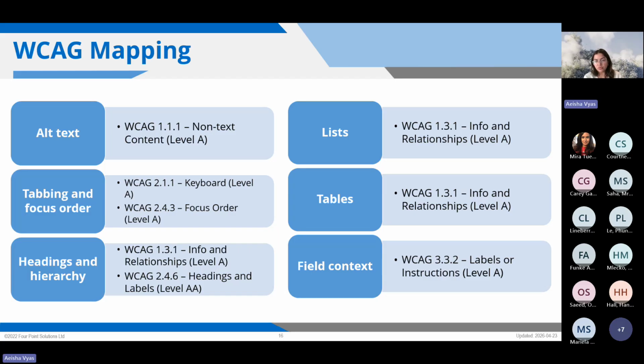And when we improved field context on fields that lacked enough information for non-visual users, such as the table in the second form, we were addressing WCAG 3.3.2, which focuses on clear labels and instructions so users know exactly what information is required.